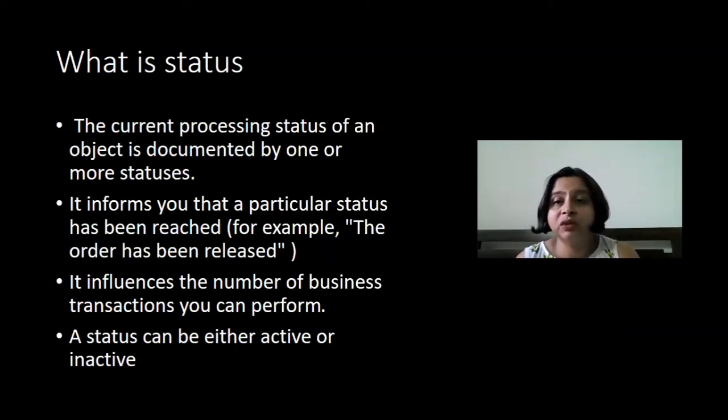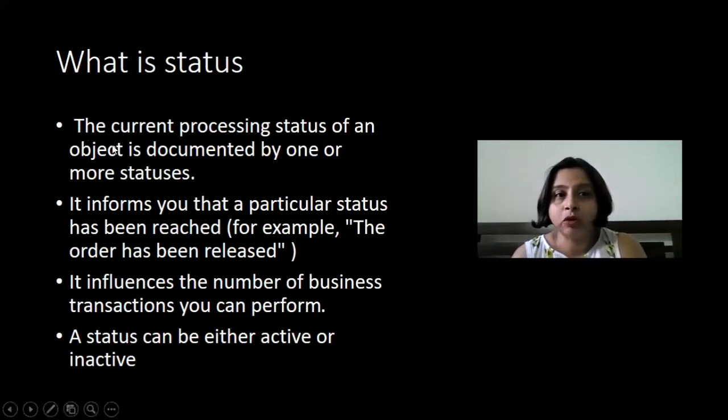So this is also one of the glitches which you need to understand as a functional consultant, that the legacy system can have only one status at a time active, but in SAP there can be multiple statuses which can be active at a time. So this you need to document correctly and convey it to your integration team as well and your technical consultants as well. It informs you a particular status has been reached, which means the order has been released, the order has been delivered, etc.